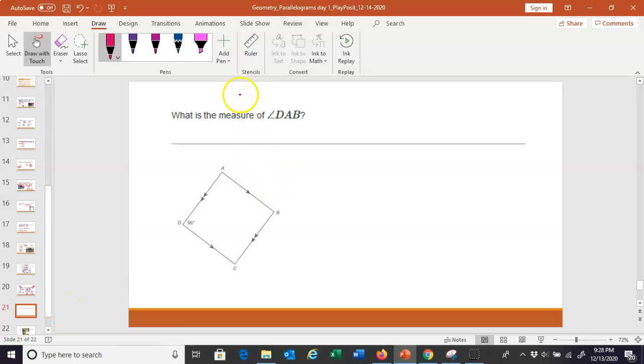Here's our last one. What is the measure of DAB? So we're looking for this angle. We know it's a parallelogram because of these markings. Look, we have two pairs of opposite sides that are parallel, this one and this one. So that tells us immediately it's a parallelogram.